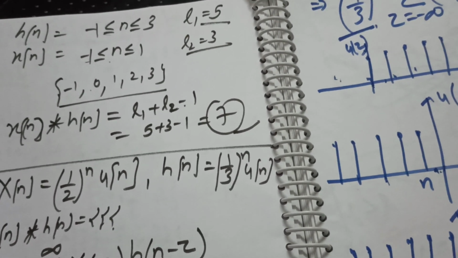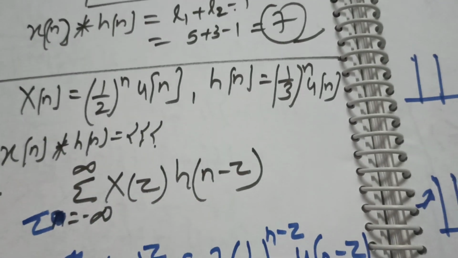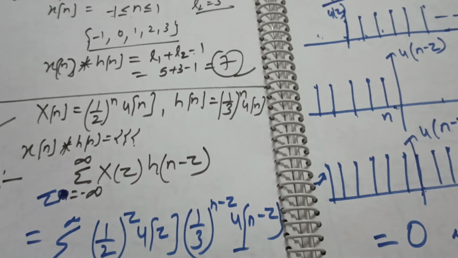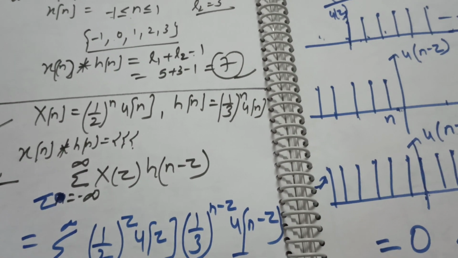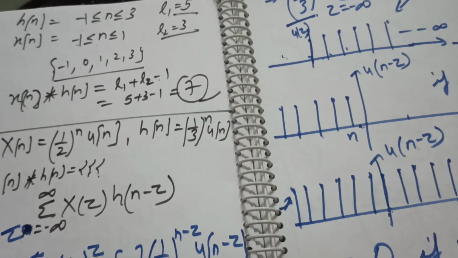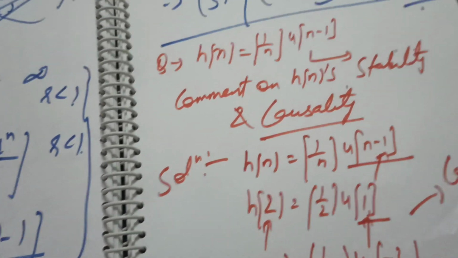7 is the length of the convolution integral, if it is clear to you. Okay, now this was very important because in certain questions and examples, this is asked. Now before moving forward, I would like to discuss stability and causality. Have a look at this.